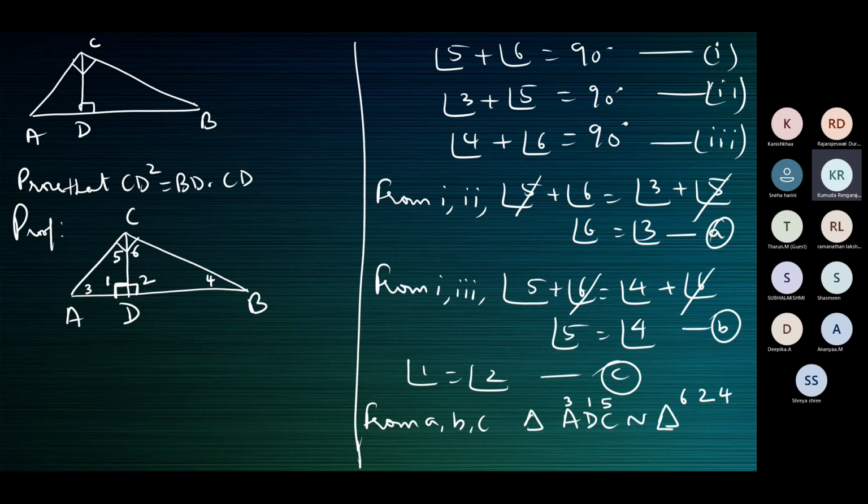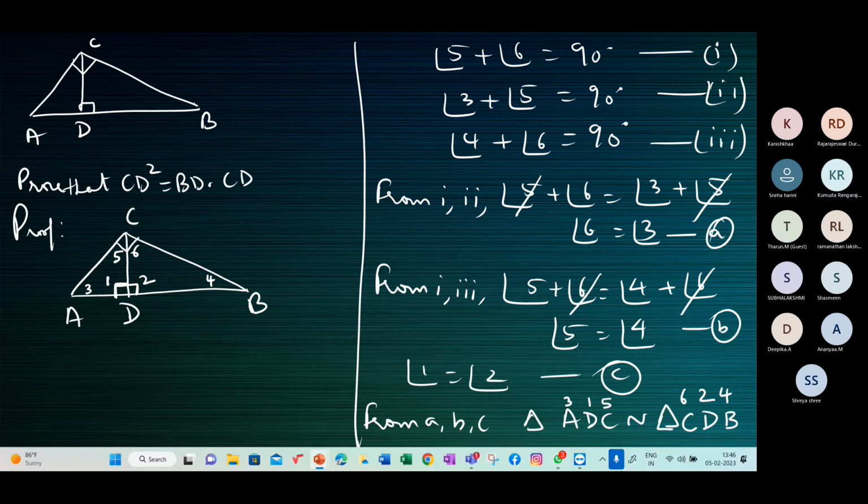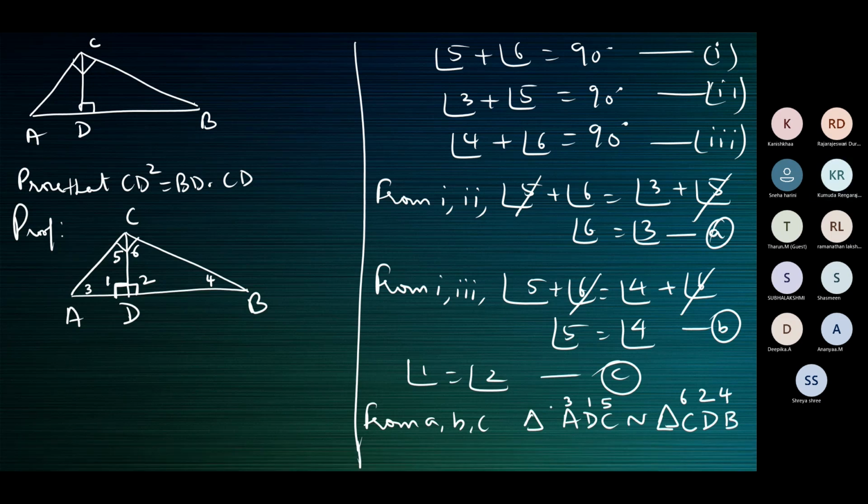So where is 6 marked? At C. Where is 2 marked? At D. And where is 4 marked? At B. This is the order, children. Because angle 3 is equal to angle 6. Angle 1 is equal to angle 2. Angle 5 is equal to angle 4. This is the order.